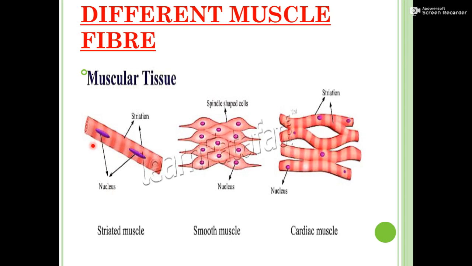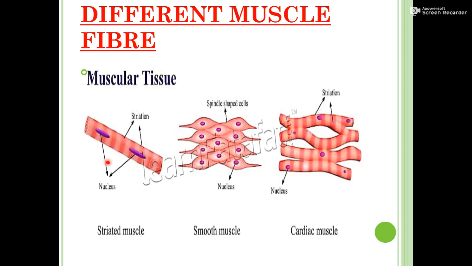Another important point about this muscle is that these muscles are cylindrical in shape. You can see here a cylindrical shape. These fibers are cylindrical in shape and they are always present in the form of bundles. Just like when you collect a lot of wood and tie it together, it becomes a bundle. That kind of bundle in which they are present.